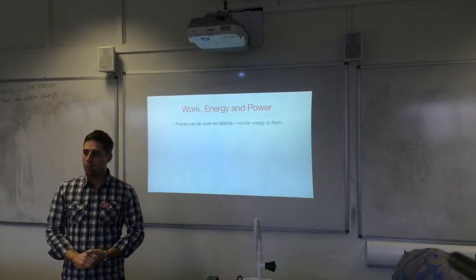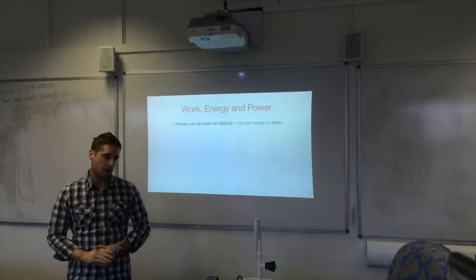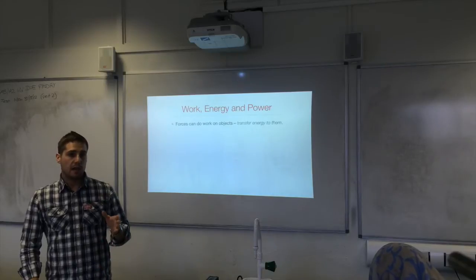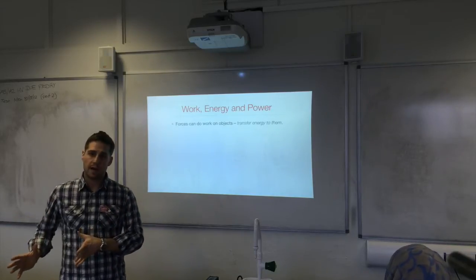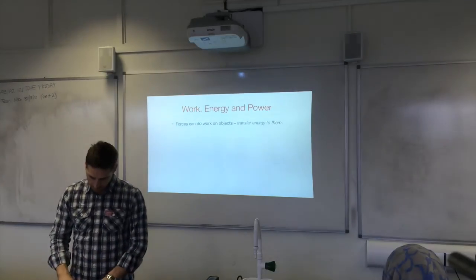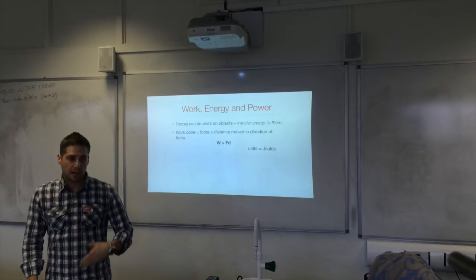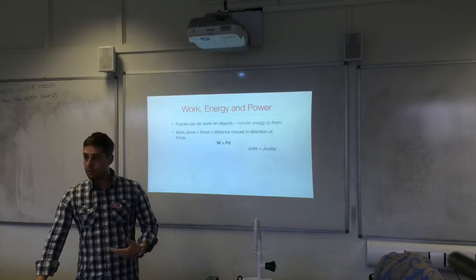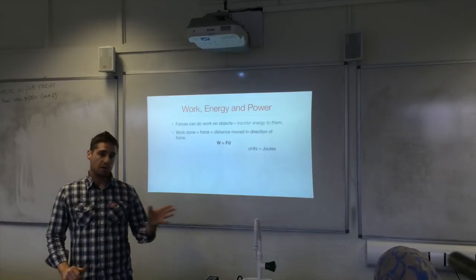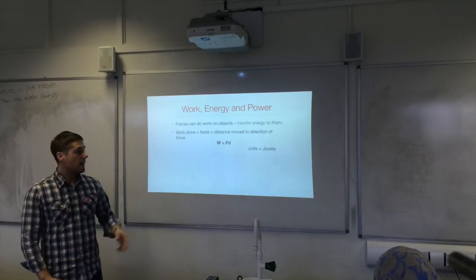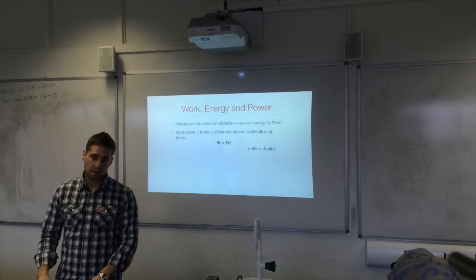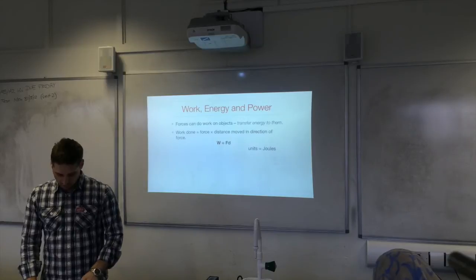Starting up by looking at work, energy and power. Work done is when you transfer energy to an object, or some object transfers energy to another, and that's the effect of forces acting on them to do that work. Work done is equal to the force that you exert on some object multiplied by the distance moved in the direction of the force. So W equals Fd, and the unit for that is the joule.